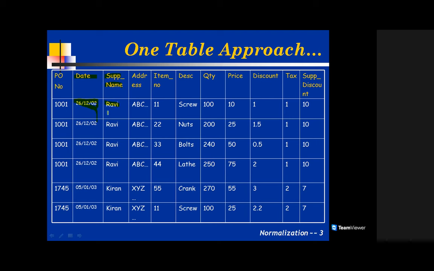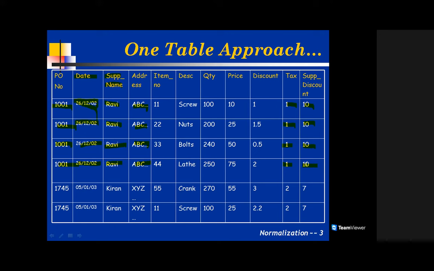For example, Ravi: why are you storing Ravi again and again? That is not needed. Date is again and again repeated, that is not needed. PO number again repeated, not needed. Then address, why does the address need to be repeated again and again? This is also not needed. The tax we need to pay only once, but why are we repeating it again and again? The supplier discount on the total amount we need to pay only once. This is also repeated again and again.